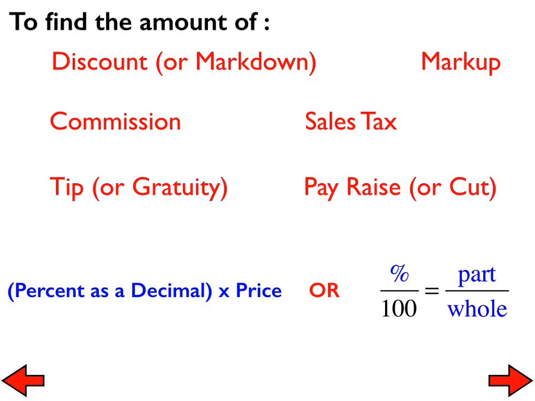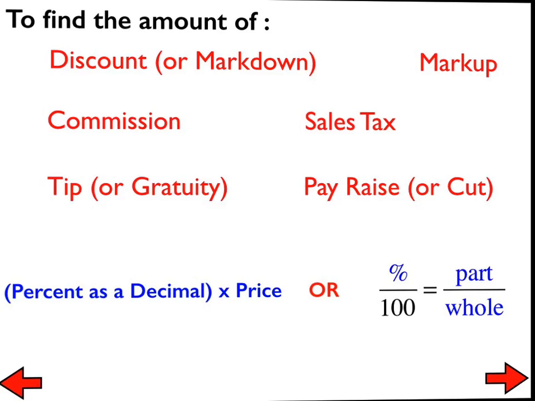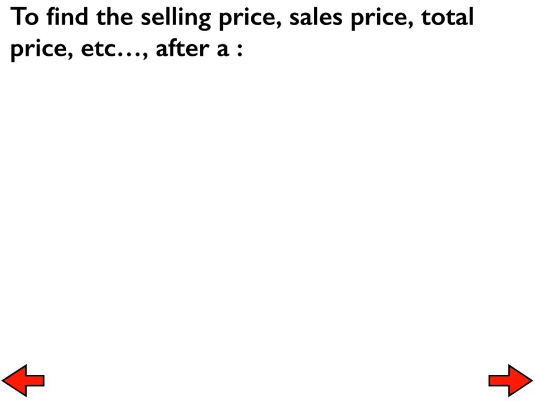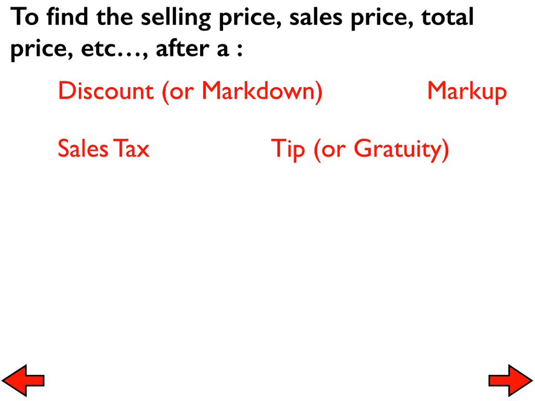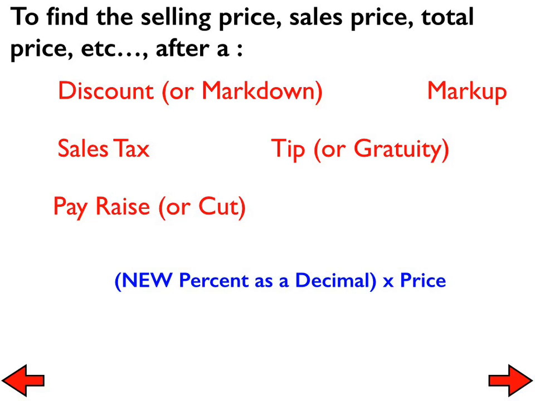Or you could use the idea of a proportion where we have the percent over 100 equals the part over the whole. The second thing that we talked about is finding the selling price or the sales price or the total price. They all represent the same thing. After a discount or markdown or a markup or sales tax or tip or a pay raise or pay cut, we have to find the new percent. Those are the kind that may have been like 125%, or maybe 80%, where we had to take 100 and subtract 20% from that, and then turn that into a decimal and multiply by the price.